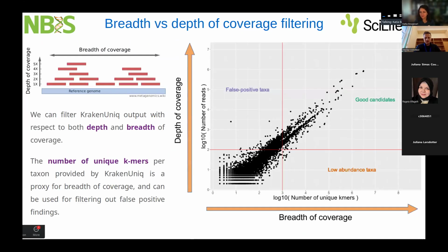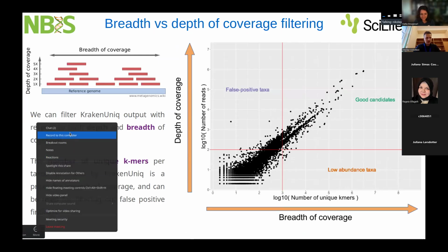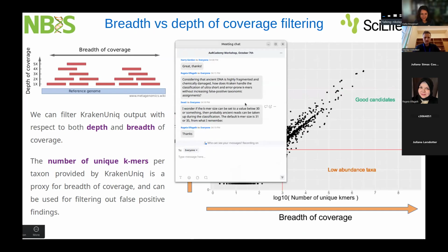Sorry, yes. Nikolay, we have one more question about Kraken. Yes, go ahead. Swati is asking, I wonder if the K-mer size can be set to a value below 30 or something, then probably ancient reads can be taken.